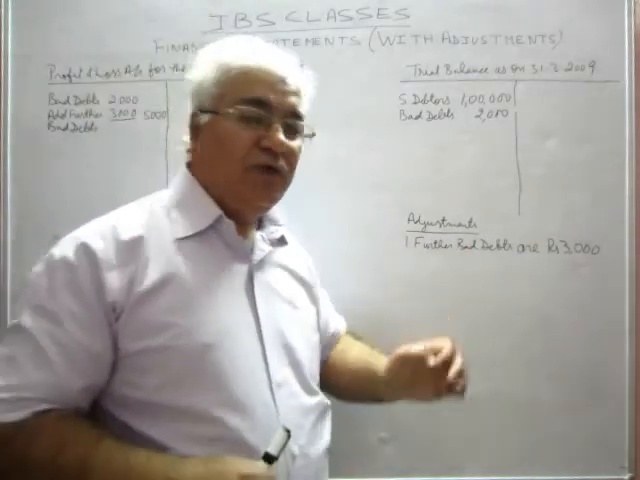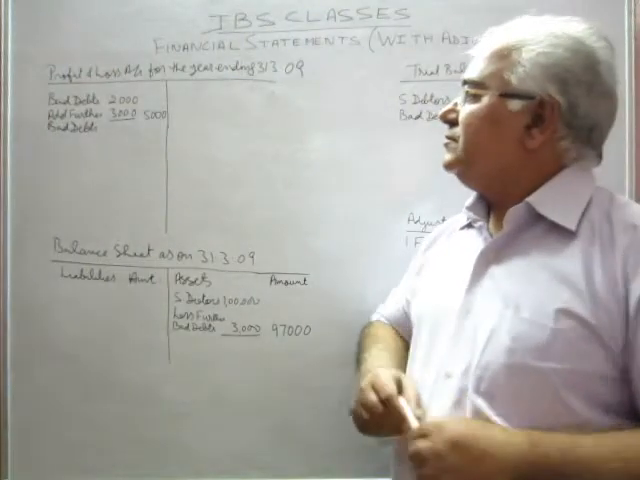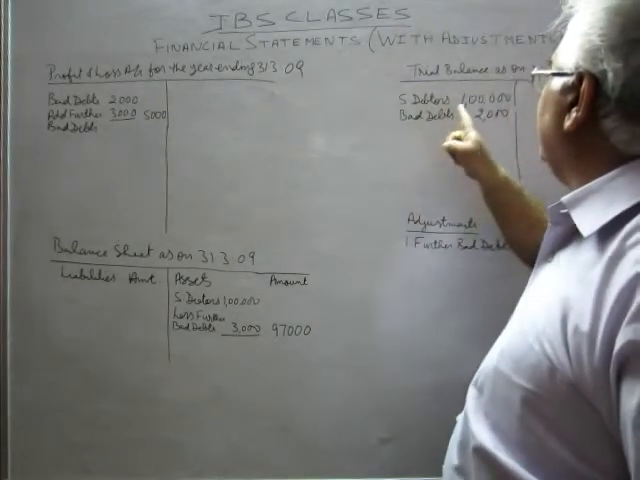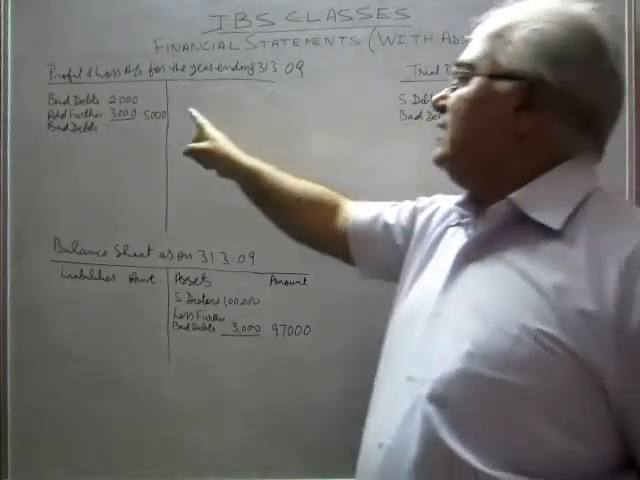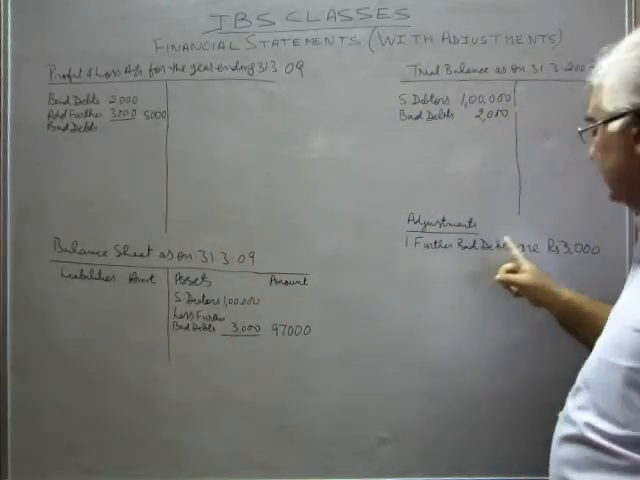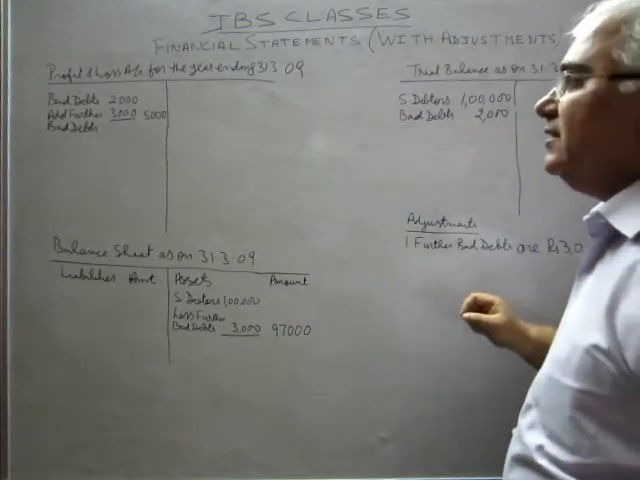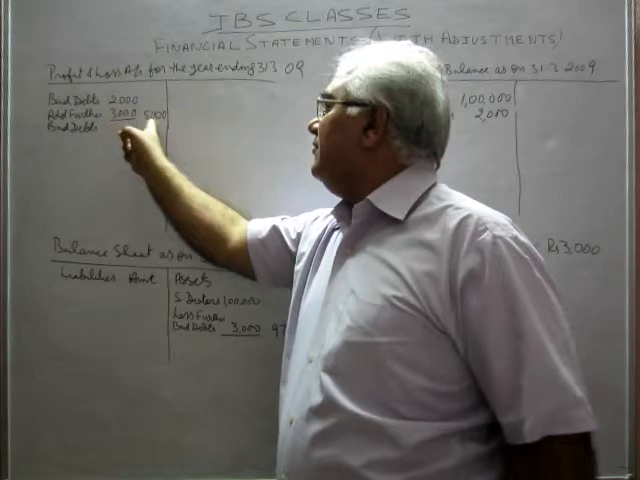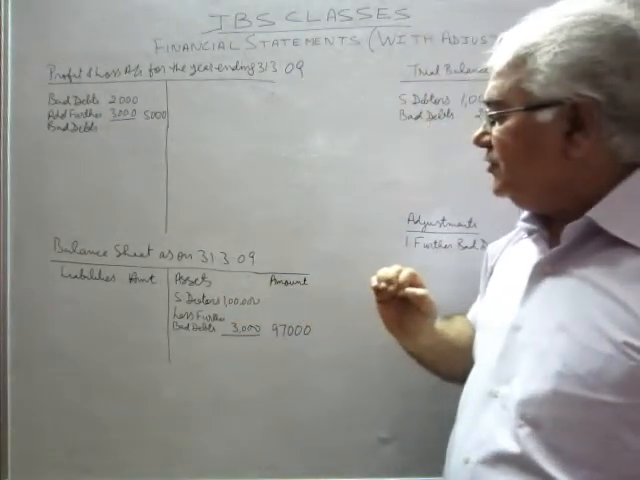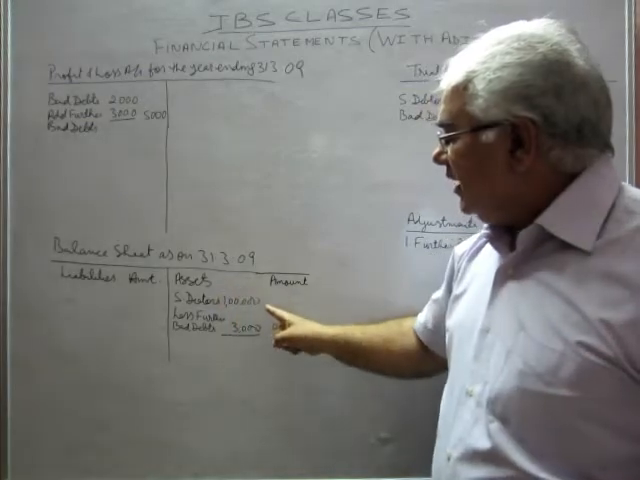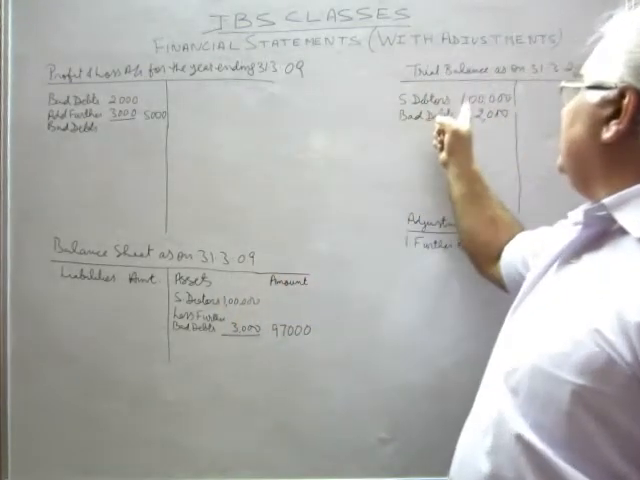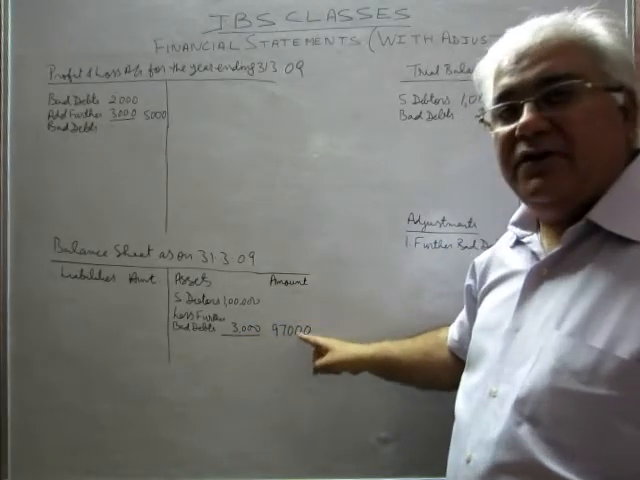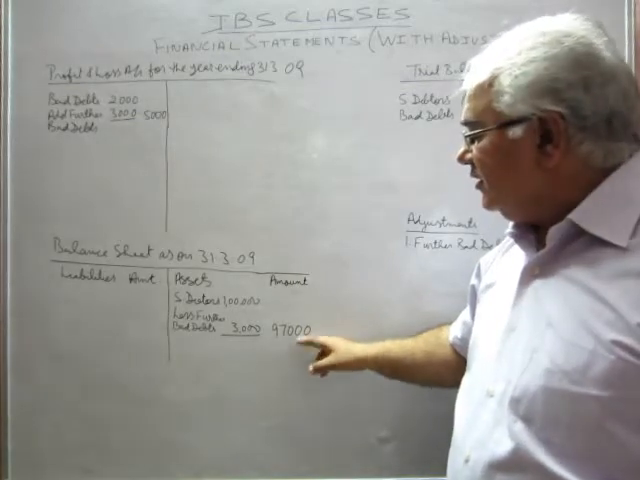Okay. Now how you will show this in profit and loss account? In the profit and loss account, you will show bad debts 2,000, which were in the trial balance, and these are actually the bad debts given in the adjustments are called further bad debts, and further bad debts will be added to the earlier bad debts, and total will become 5,000.